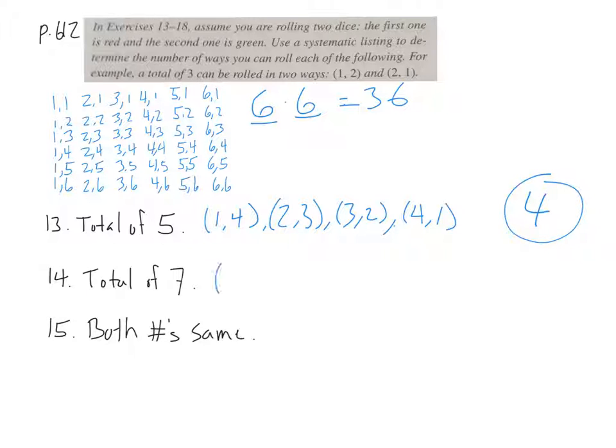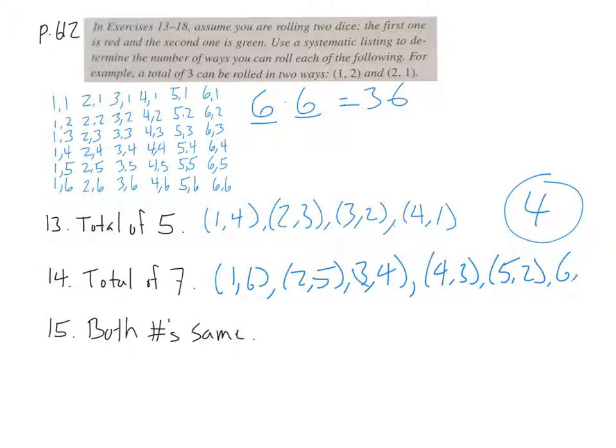So let's list them. 1 and 6, 2 and 5, 3 and 4, 4 and 3, 5 and 2, and 6 and 1. There are 1, 2, 3, 4, 5, 6 ways, so the answer to this problem is 6, because they want to know how many ways. I'm actually listing them out so you can see all the ways. So 6 is the answer to 14.